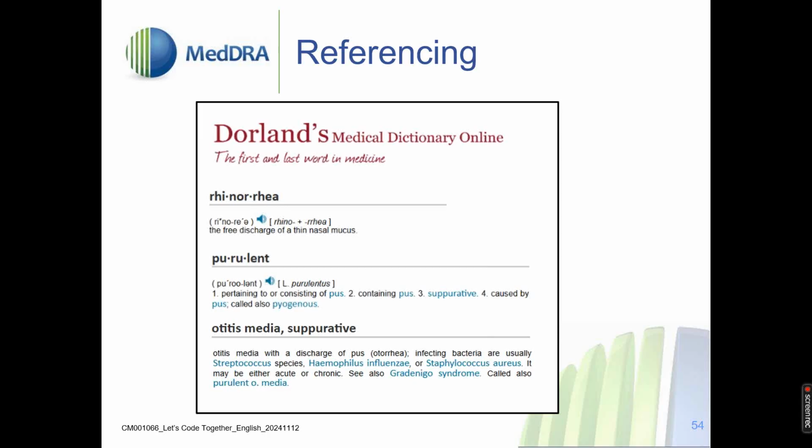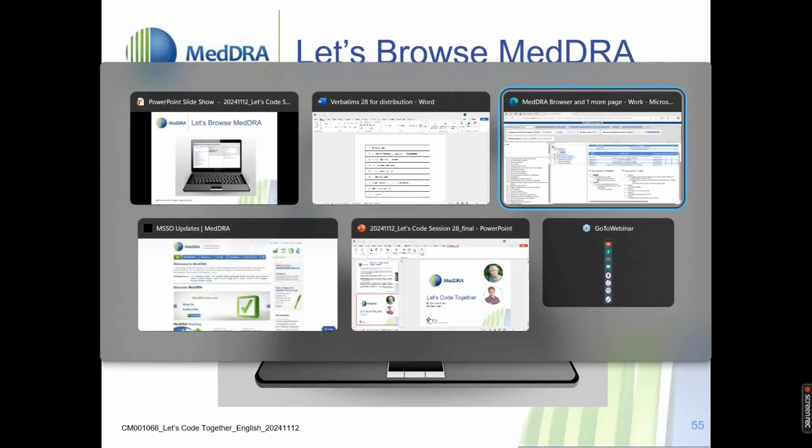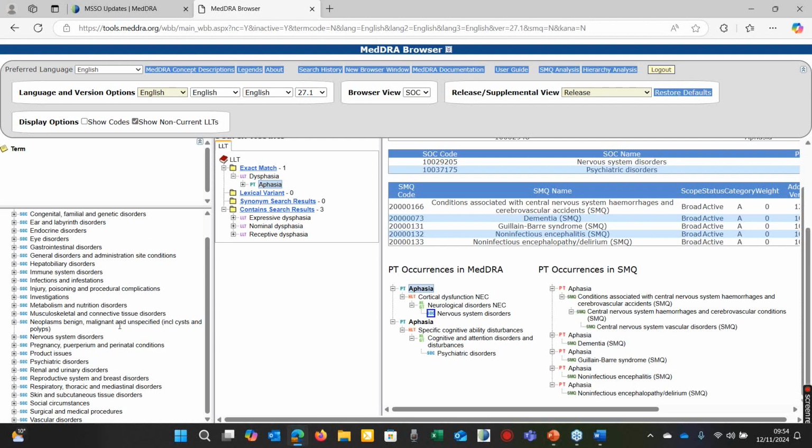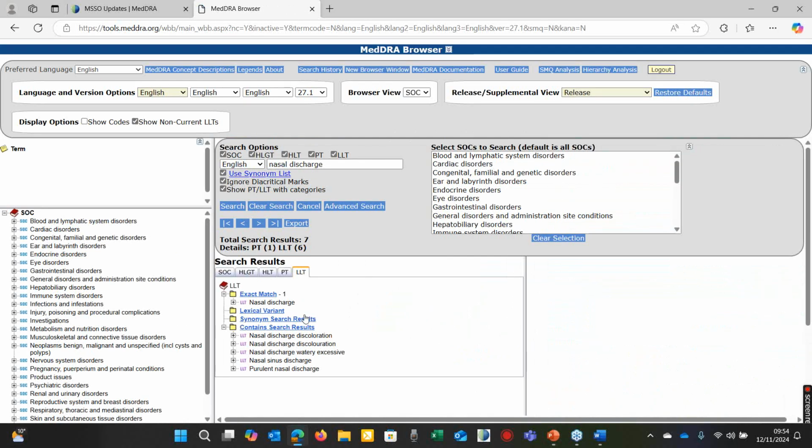So can we make any of that? All we've been told is that the discharge is yellow. Can we make any of those assumptions? Well, let's go to the browser and see what we can look at here. So let's start with nasal discharge, start with the exact words. Let's see what's available and the placement of the terms.